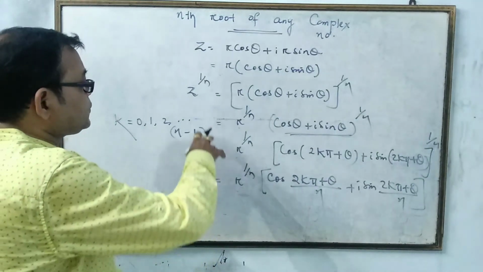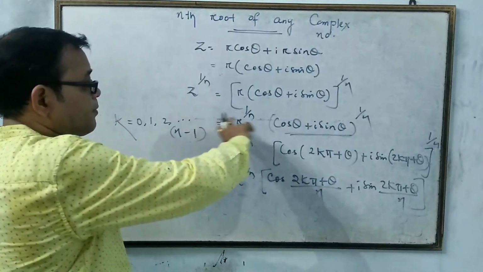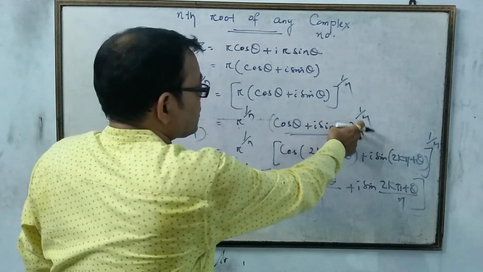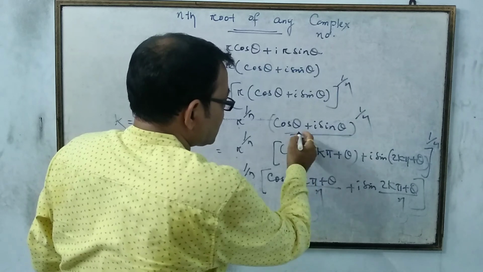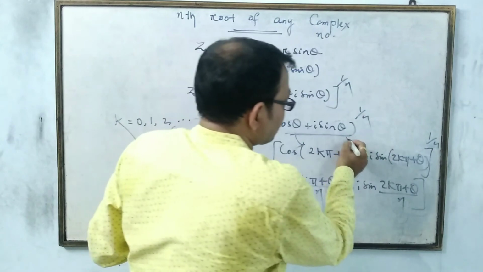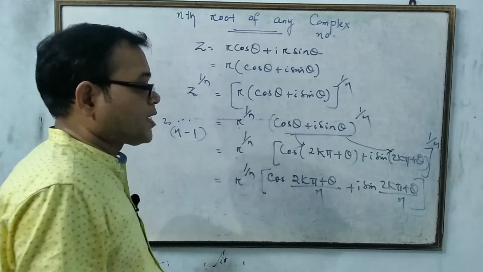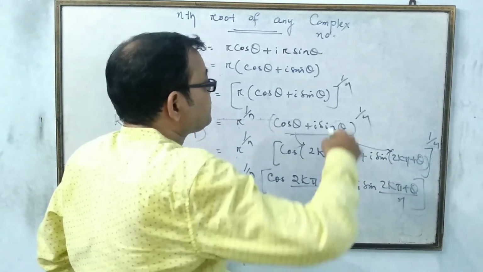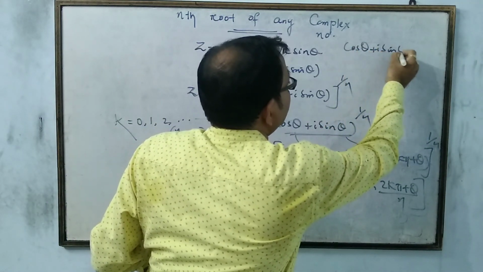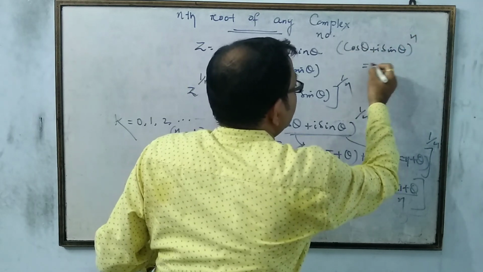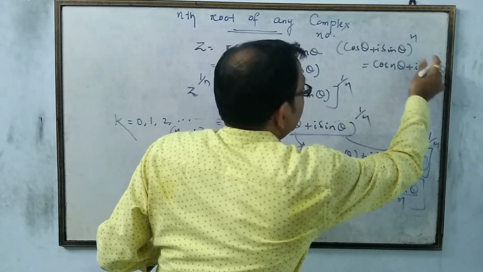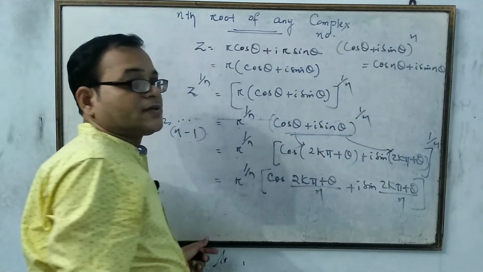Again, what we have done: z to the power 1 by n equals r to the power 1 by n, cos theta plus i sin theta to the power of 1 by n, that is cos of 2k pi plus theta plus i sin of 2k pi plus theta, to the power of 1 by n, because cos theta can be written as cos of 2k pi plus theta and sin theta as sin of 2k pi plus theta. Remember, there is a formula that cos theta plus i sin theta to the power of n is equal to cos n theta plus i sin n theta. Nothing you have to do, only theta will be multiplied here.